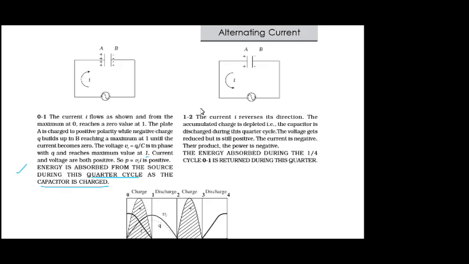In part 2 what happens? So let us again go through part 1. The current I flows as shown and from the maximum at 0 reaches a zero value at 1. The plate A is charged to positive polarity while negative charge Q builds up in B, reaching maximum at 1, until the current becomes 0. So initially plate A is positively charged and plate B is negatively charged.